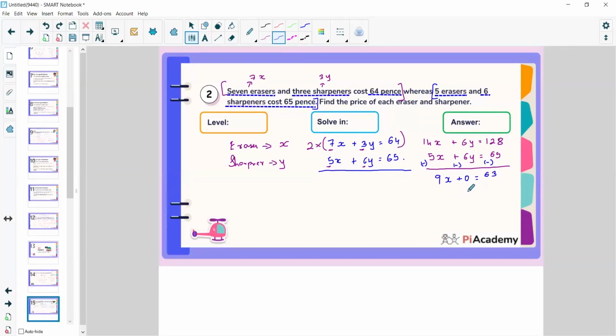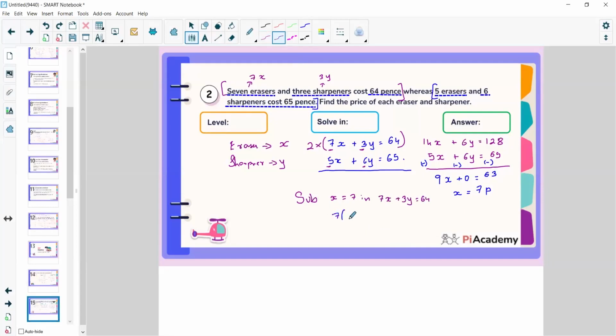What is the value of x? It's 63 divided by 9, which is 7p. Isn't it? If 9x is 63, the value of x is 7p. And now, how can I find the value of y? I'll just substitute x equals 7 in, let's say, any of the equations. 7x plus 3y equals 64. So what would we get?